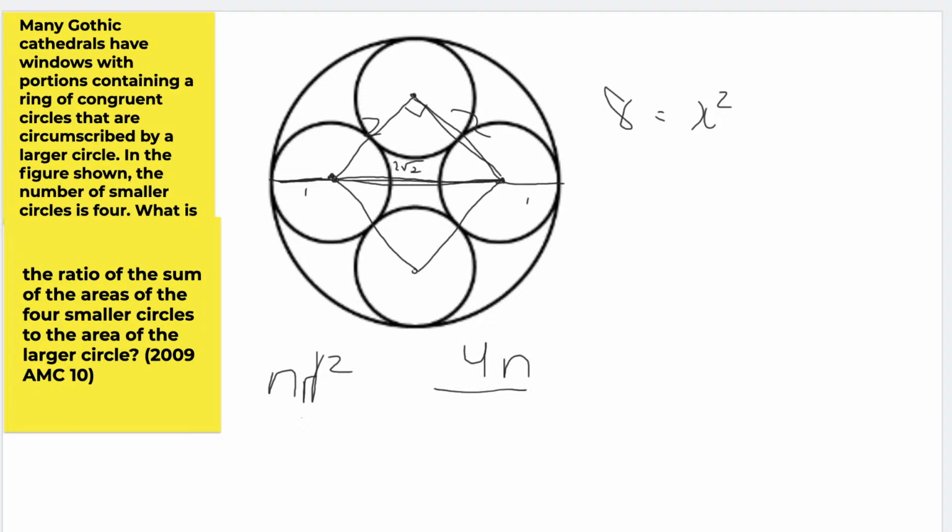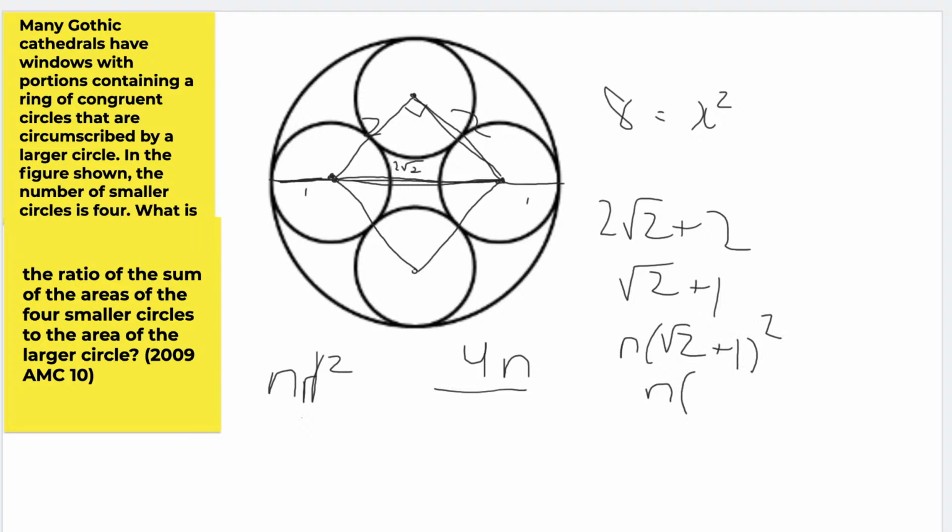And the larger circle is simply 2 square root of 2 plus 2. That is the diameter. So the radius is just square root of 2 plus 1. So it's pi r squared, which is pi times square root of 2 plus 1, squared. And if you simplify this, square root of 2 times square root of 2 is just 2, 1 times 1 is just 1, and 2 times the square root of 2 times 1 is 2 square root of 2. So this simplifies to 3 pi plus 2 pi times the square root of 2.